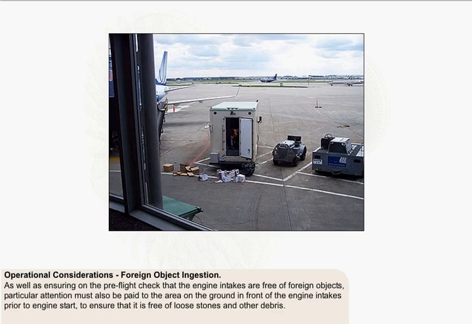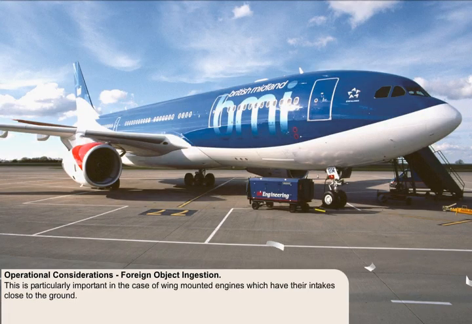As well as ensuring on the pre-flight check that the engine intakes are free of foreign objects, particular attention must also be paid to the area on the ground in front of the engine intakes prior to engine start, to ensure that it's free of loose stones and other debris. This is particularly important in the case of wing-mounted engines, which have their intakes close to the ground.